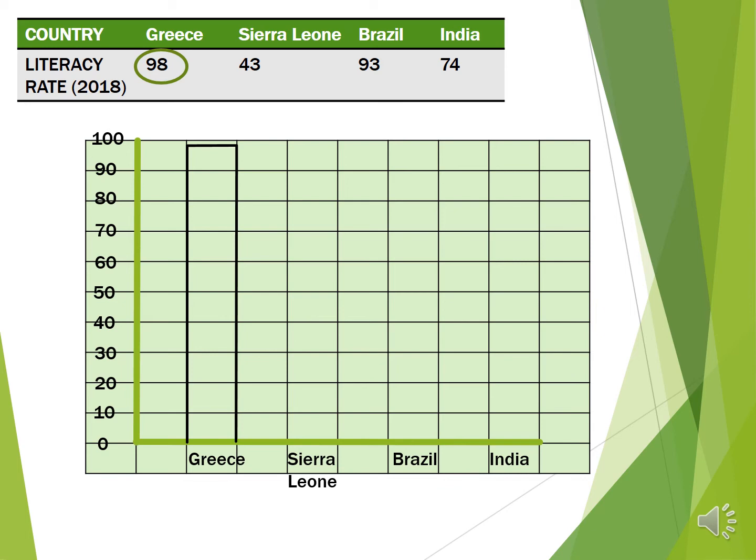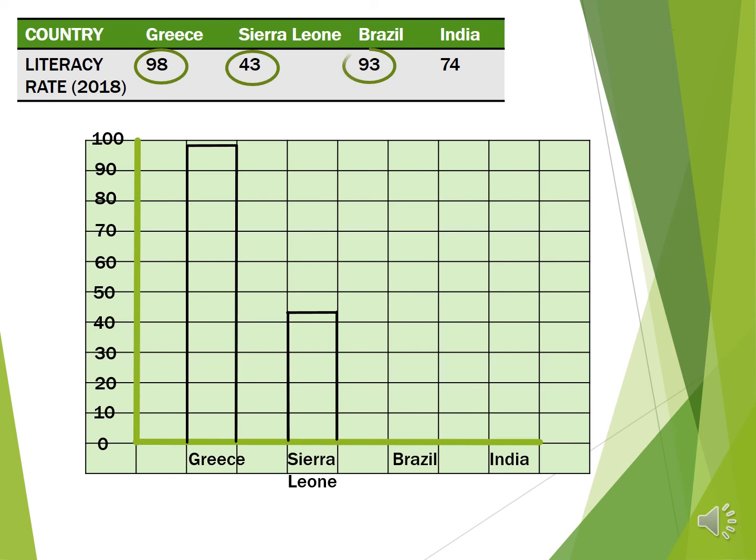Let's do that again with Sierra Leone. So Sierra Leone has a literacy rate of 43%. So I need to find on my y-axis the numbers 40 to 50. And again, I'm going to imagine I've divided that up into tenths so that I can work out exactly where 43 would be. So I think it would be about there. Then if I'm happy that that's as accurate as possible, I get my ruler and I join the two sides up to the top mark to create the bar. And you would do that for all of the data that you have got to plot.